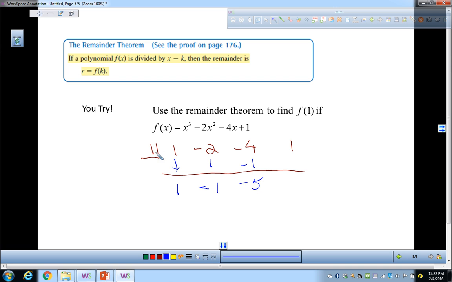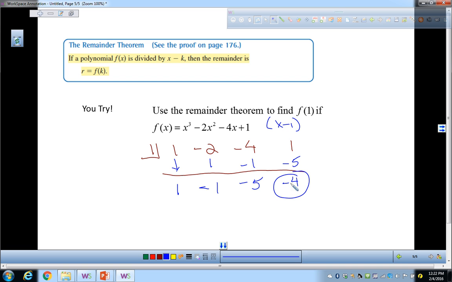-5. Oh, and this times this is -5. And then you get -4. What the remainder theorem says is that this would be a remainder. If I divided this polynomial by x minus 1, I would get a remainder of -4.